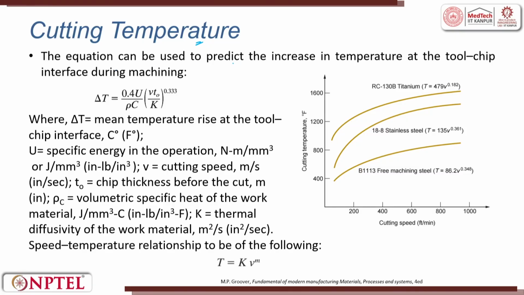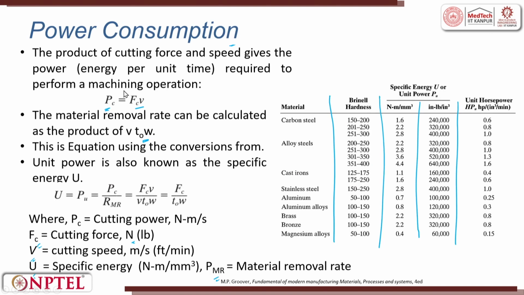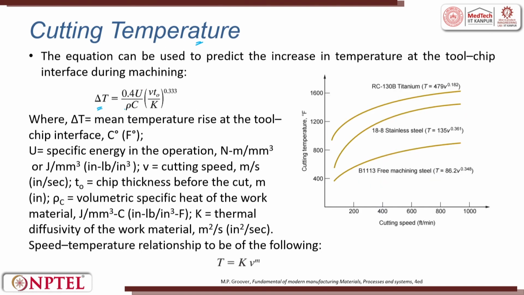The equation that can be used to predict the increase in temperature at the tool tip is delta T is equal to 0.4 times U. What is U? U comes from specific energy divided by rho, which is a material property, and C is also a material property, and V is the cutting velocity, T naught is the uncut chip thickness divided by K. K is a constant to the power 0.33. This relationship is got from empirical analysis.